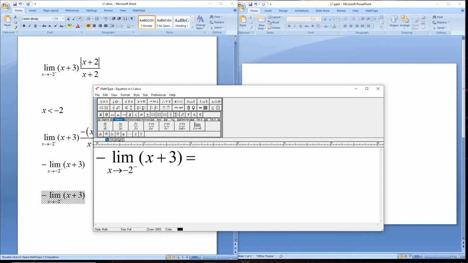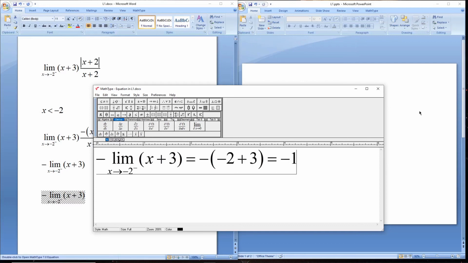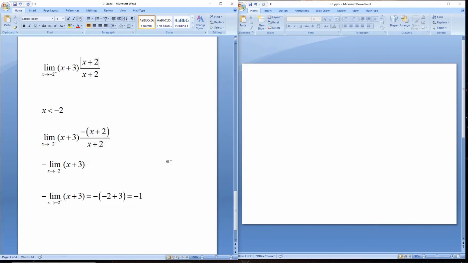So if we just plug the number in, x is minus 2 plus 3. And 3 minus 2 is 1 times the minus gives us our final answer. So this limit with the absolute value approaching from the left, minus 1. And again, I wanted to point this problem out again to show you how these absolute value properties that I talked about in that previous video are things that you will see more of.